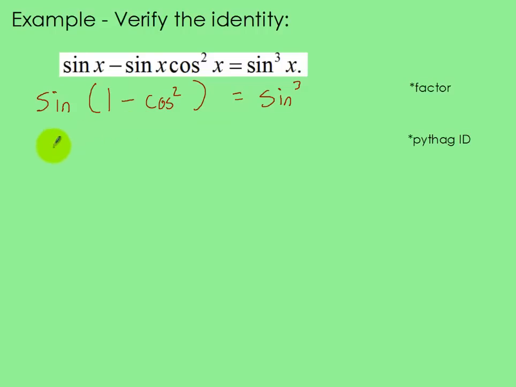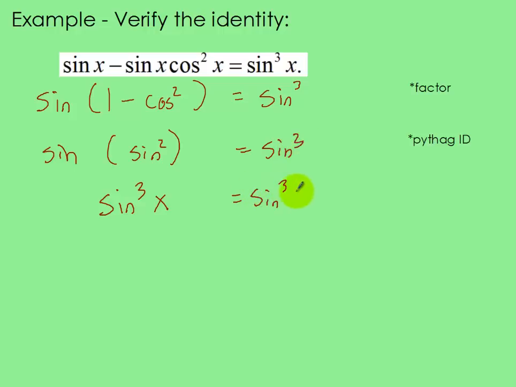So we're going to use that and change this to sine times 1 minus cosine squared, another sine squared, equals sine cubed. Well, this is one sine times 2 more sines, so that's sine to the third of x is going to equal sine cubed of x. So they're the same thing. And we're done. I only manipulated the left-hand side.